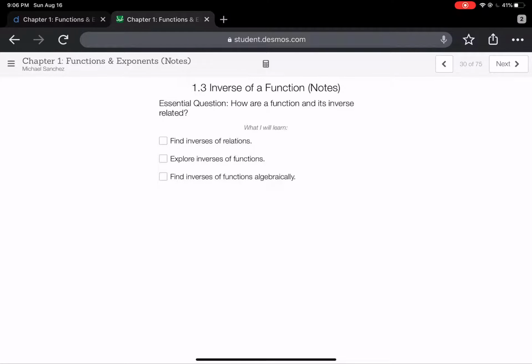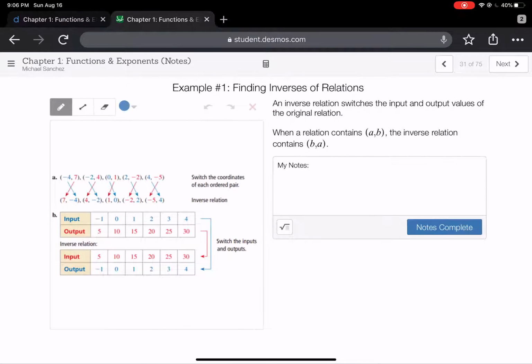Hello and welcome to Chapter 1, Section 3, Inverse of a Function. The essential question is, how are a function and its inverse related? What you will learn is how to find the inverses of relations, how to explore inverses of functions, and how to find inverses of functions algebraically.